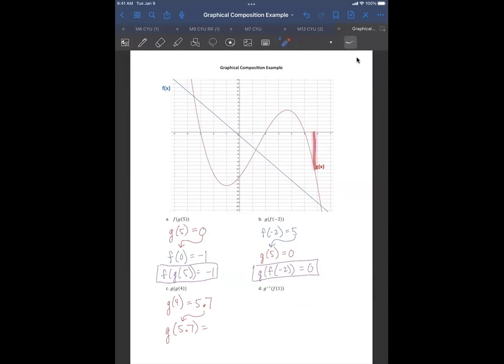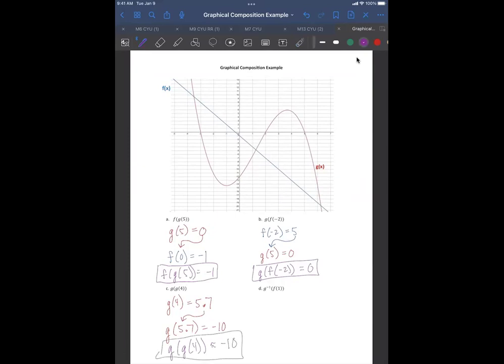I kind of feel like it's around -10. I'm not saying it's perfect here, guys, but I'm thinking around -10. So let's go with that, around -10. So, final answer is that g of 4 is about -10.